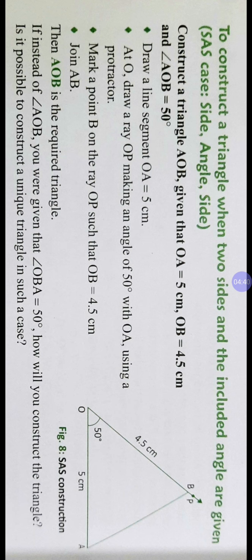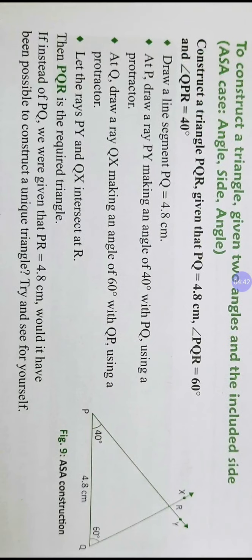So now let's move to the next part. The third case is ASA, that means angle side angle. Here we have been given two angles and the side between these two angles. What is given to us? PQ is 4.8, angle PQR is 60 degree, and angle QPR is 40 degree. These three things are given.